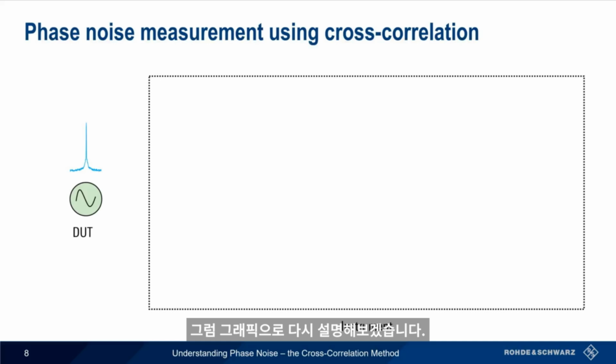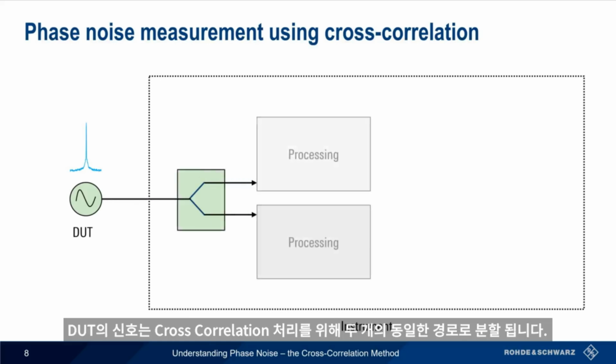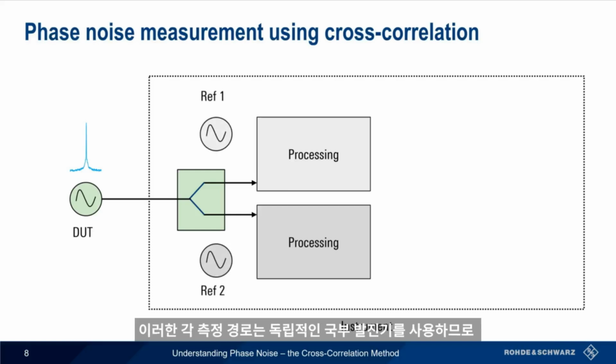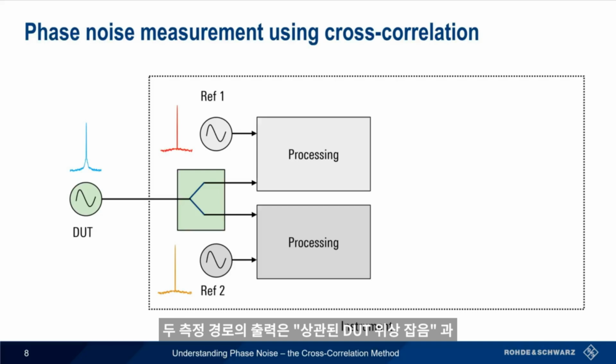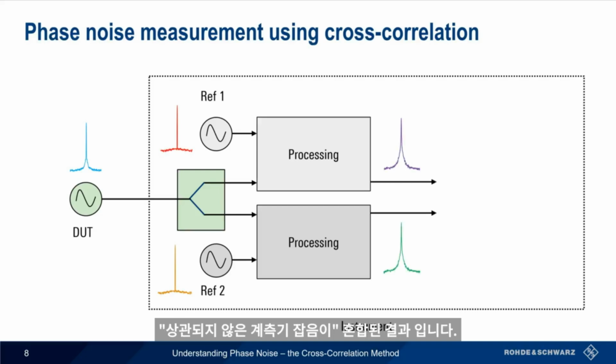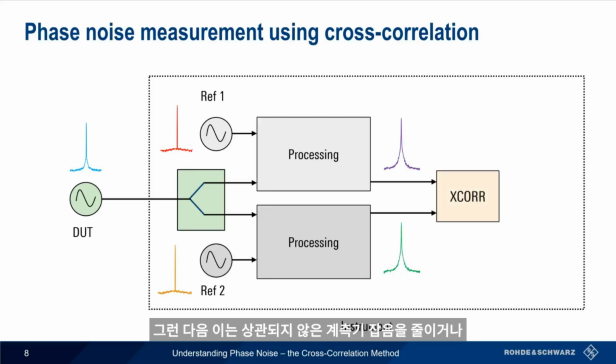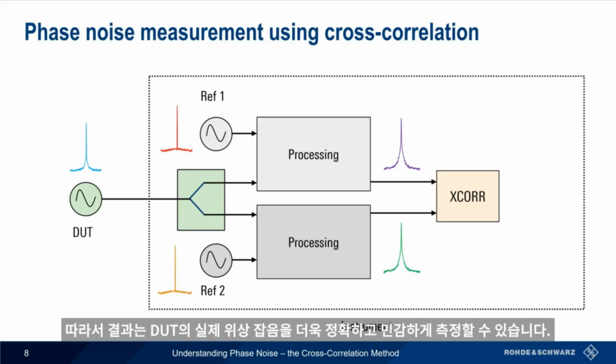Let's go over this again graphically. The signal from the DUT is split into two identical paths for processing. Each of these measurement paths uses an independent local oscillator, so the phase noise added by these oscillators will be uncorrelated or different in each path. The output of these two measurement paths are a mixture of correlated DUT phase noise and uncorrelated instrument noise. These are then fed into a cross-correlation function, which reduces or removes the uncorrelated instrument noise. The result is therefore a more accurate and more sensitive measurement of the actual phase noise of the DUT.